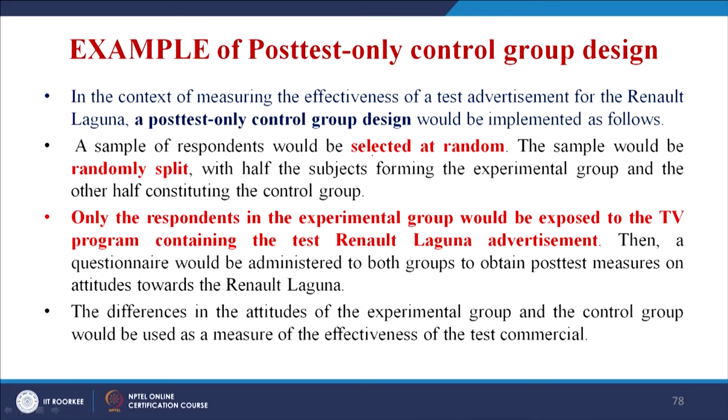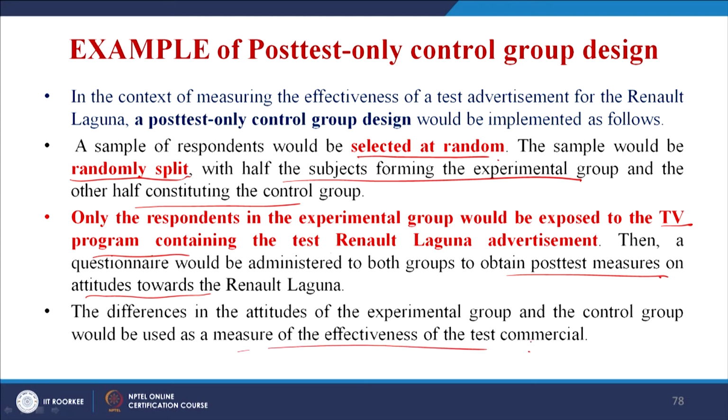Now, an example, same problem. The sample of respondents would be selected at random and randomly split, half the subjects forming the experimental group and the other half the control group. The respondents in the experimental group would be exposed to the TV program containing the test advertisement. Then a questionnaire would be administered to both groups and their attitudes would be measured. The difference in the attitudes of the experimental group and the control group would be used as a measure of effectiveness of the test commercial. I hope this is clear.